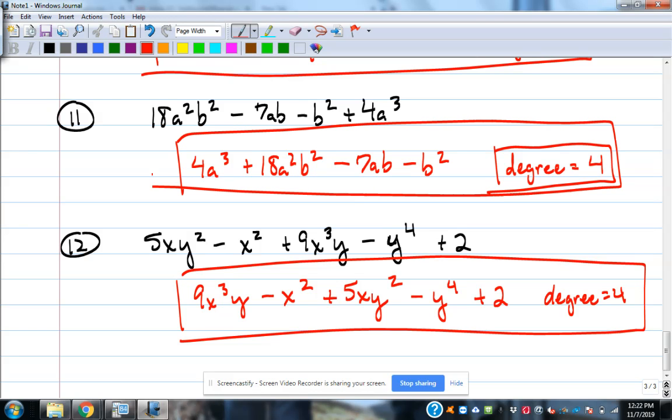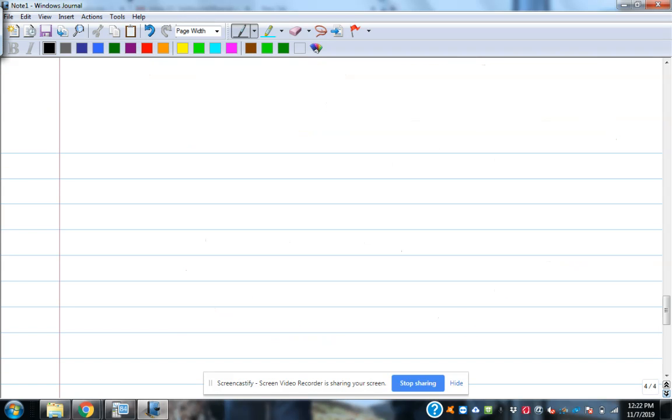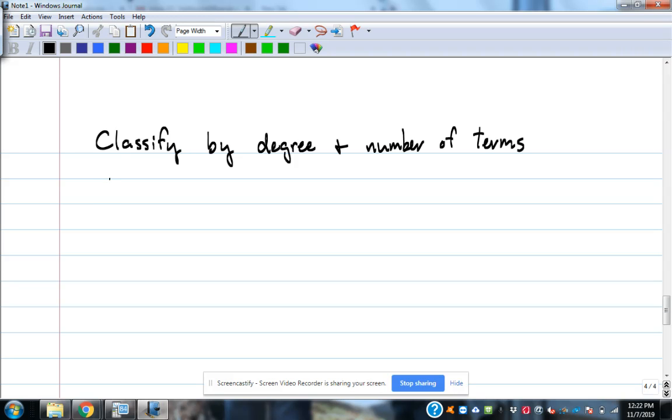Okay? So being able to find that degree and all that stuff, that's a skill that we need. All right, the next thing we need to be able to do is to classify by degree and number of terms. So I'm going to make a little chart here.